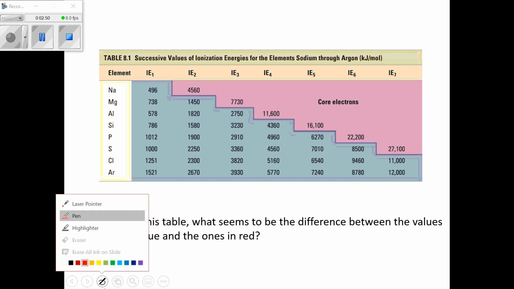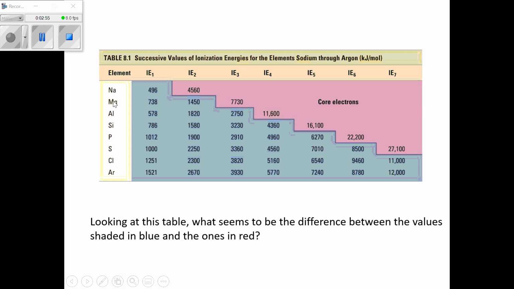Here's another way of presenting this data. We're looking at a bigger set here. We have all these elements, sodium, magnesium, aluminum, across the third row on the periodic table. If you notice the successive ionization energies, the valence electrons are in blue and the core electrons are in red. And what you'll notice if you compare the valence versus the core electrons is a large jump in the ionization energy. There's a big difference in removing a valence electron versus a core electron.